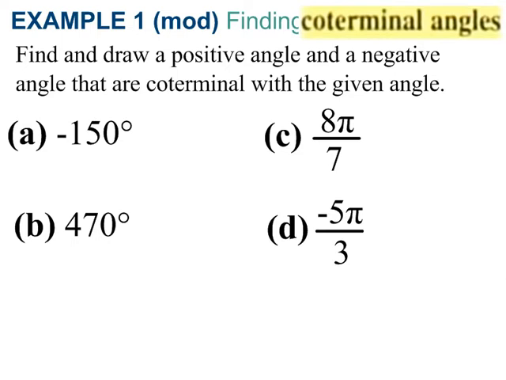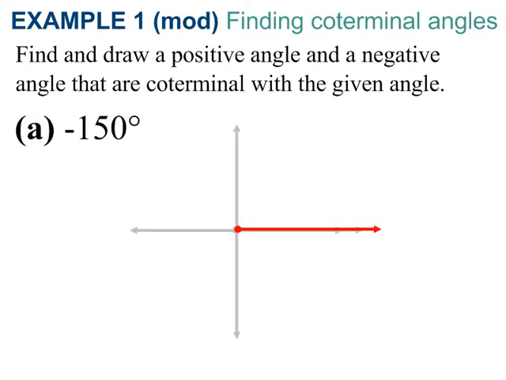And think of other words that have the prefix co, and think of what terminal means: terminate, terminal. And that will give you a clue as to what coterminal angles are. So let's start with part A of this example, negative 150 degrees, and we're asked to find and draw a positive angle and a negative angle that are coterminal with the given angle.